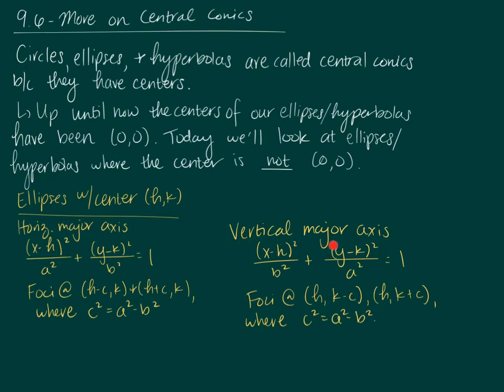And then for ellipses with a vertical major axis, we've got (x minus h) quantity squared over b squared plus (y minus k) quantity squared over a squared equals 1. If it's a vertical major axis, that means, again, the a squared should be underneath the y, right? And then for your foci, instead of adding and subtracting c from h, you're going to add and subtract c from k. And again, find c the same way we did before. Okay, so let's look at a couple examples.